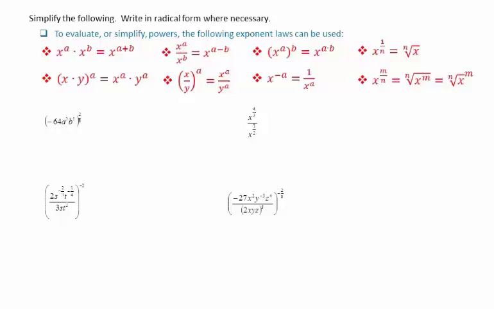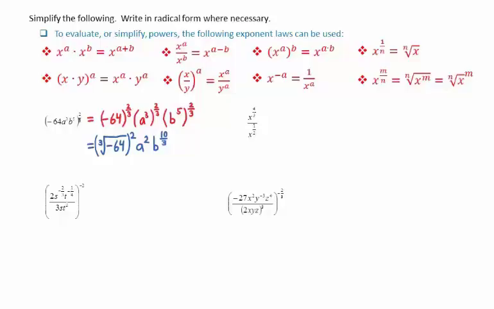For the first question, everything inside the brackets has to be raised to the 2/3. Negative 64, a cubed, and b to the 5th, all raised to the 2/3. The negative 64 raised to the 2/3 is the same thing as the cube root of negative 64, all squared. A cubed raised to the 2/3 is the same thing as a squared, and b to the 5th raised to the 2/3, b to the 10 over 3.